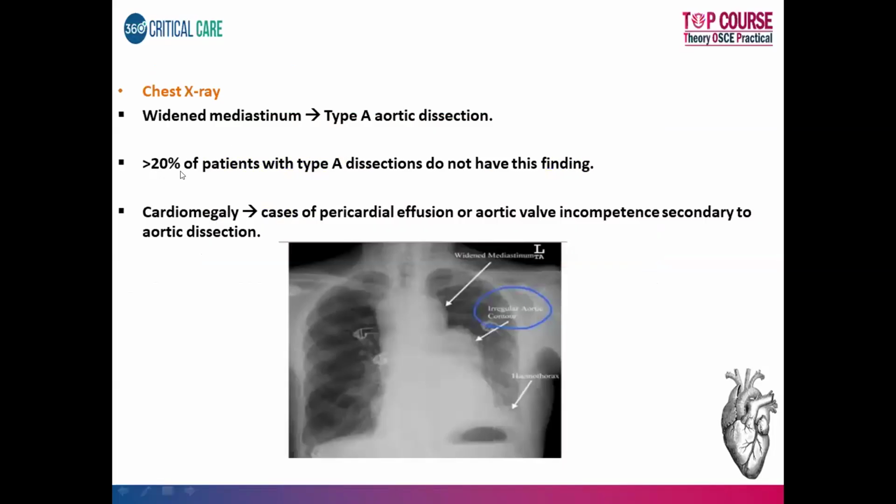And when you come to the chest X-ray, you can see a widened mediastinum, especially if it is a type A aortic dissection. In around 20% of patients, you will not be able to see this widened mediastinum. And the other one is cardiomegaly, which you usually see if there is a pericardial effusion or there is an aortic valve incompetency.